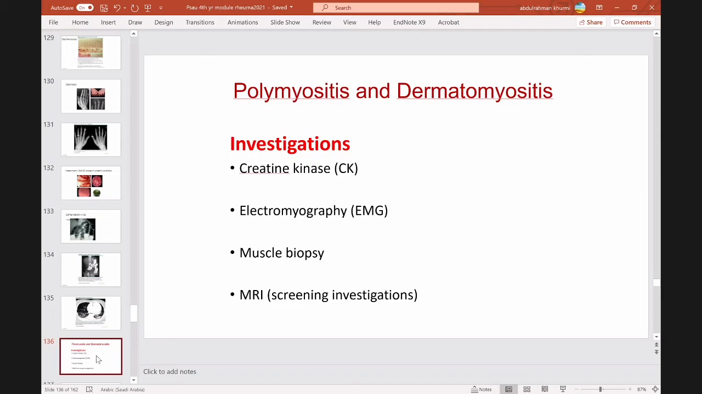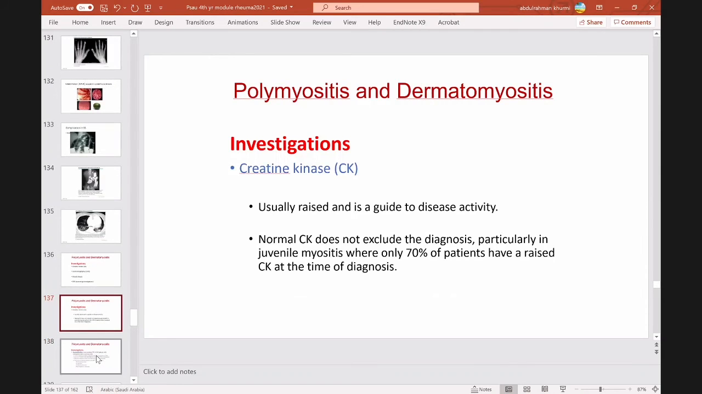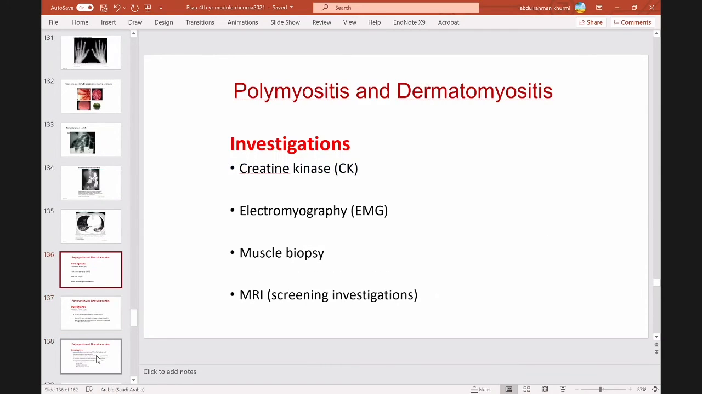What about AST, doctor? AST, what about it? Yes, this is a liver function test. It is increased also in myositis, but it's not specific.